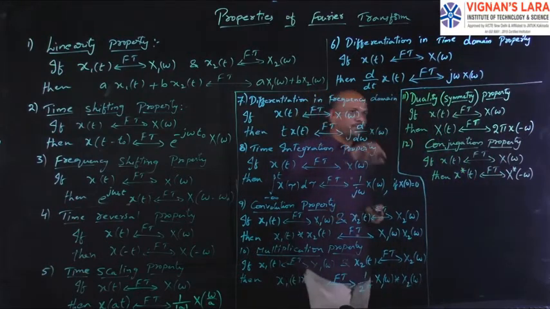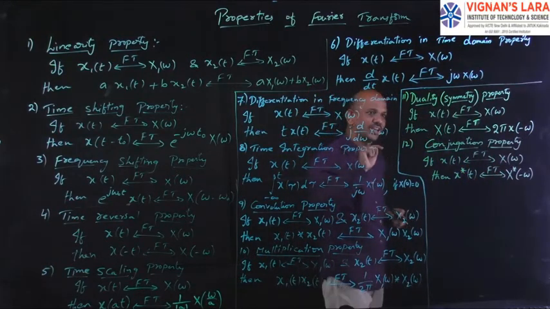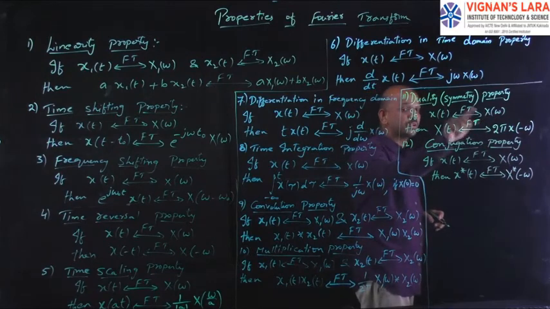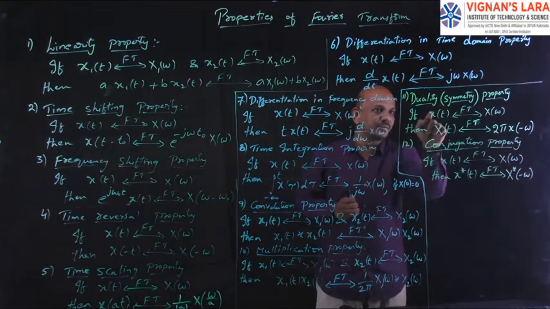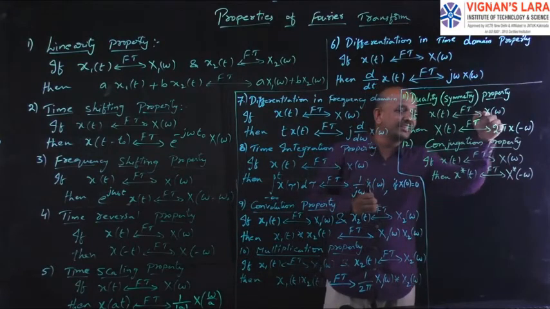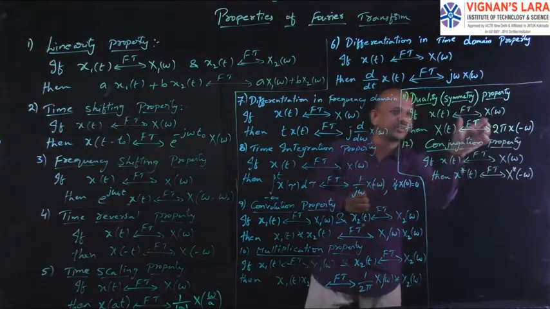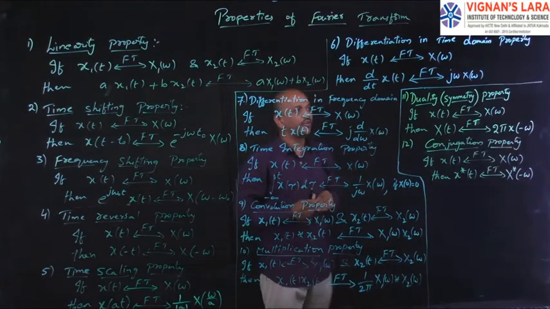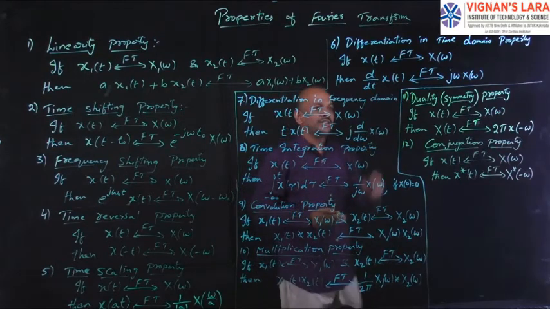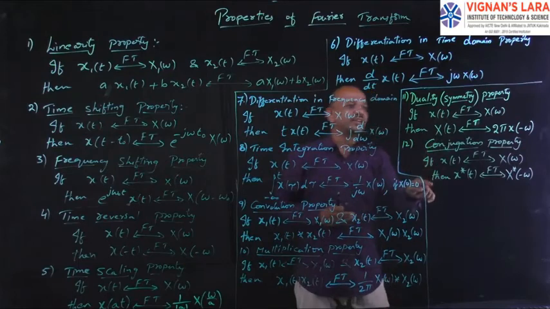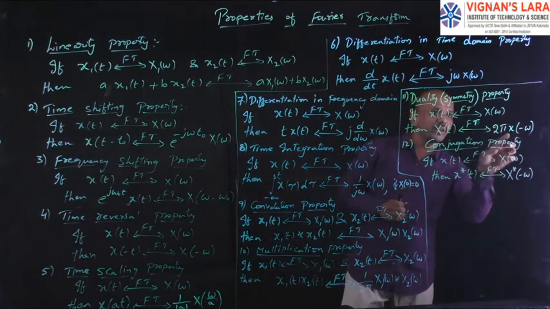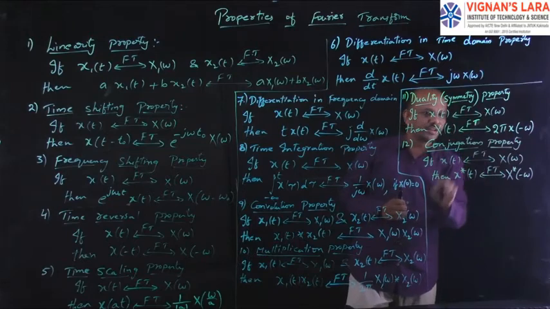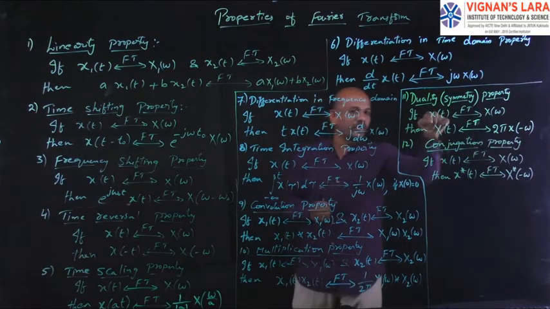Remember, up to now I represented t with small x and omega with capital X. But in this duality property, the small x is converted to capital X and the capital X is changed to small x. Remember, this is very, very important. If x of t has a Fourier transform capital X of omega, then capital X of t will have a Fourier transform 2 pi times small x of minus omega. So the change occurs here, and we have to remember this.